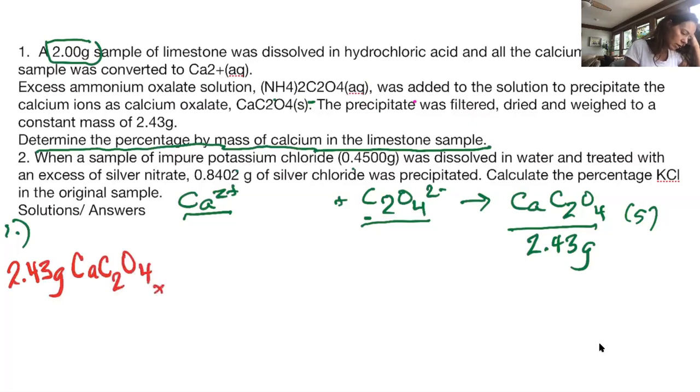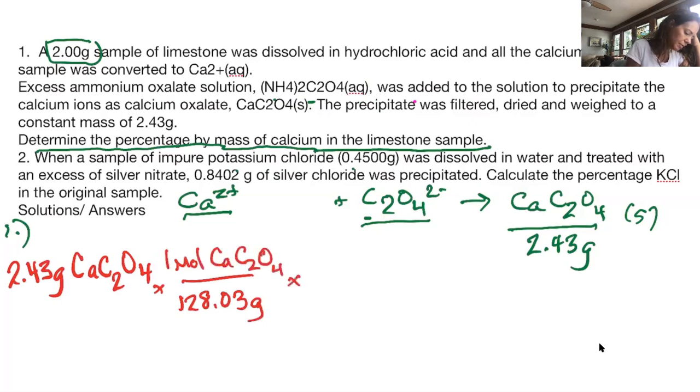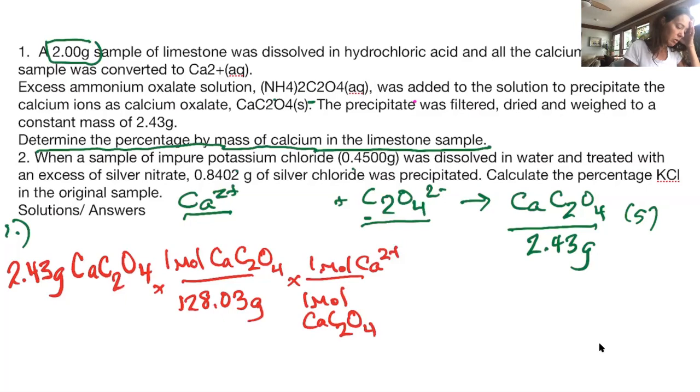Let's calculate the molar mass. I'll do that real quick. I should have had it already. I apologize. 40.01 plus 24.02 plus 16 times 4 is 128.03 grams for every 1 mole. That's moles of calcium oxalate. We see that every 1 mole of the calcium oxalate contains 1 mole of calcium ions. Well, that's exactly what we're talking about.